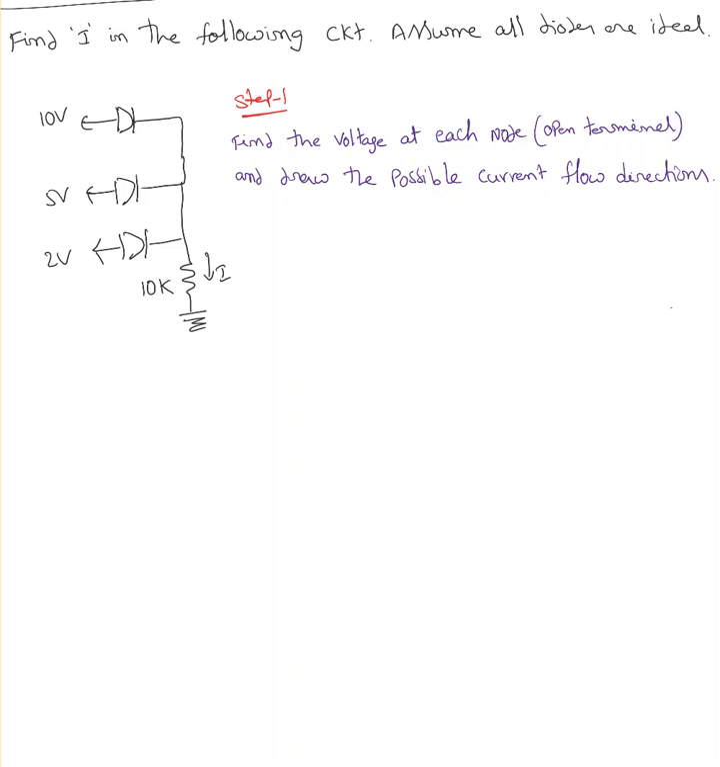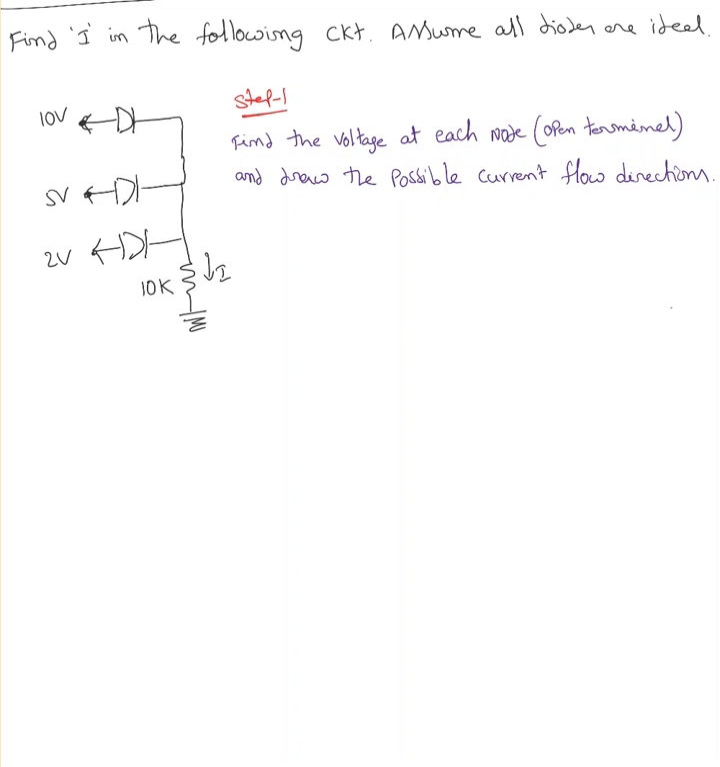I'm talking about the node which is an open terminal, or outside, going to the other elements in the circuit which are not shown in the diagram. So here I can see there is a node. I know the voltage at those points is 10 volts, 5 volts, 2 volts and 0 volts.